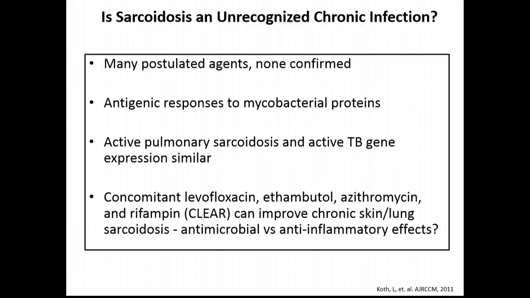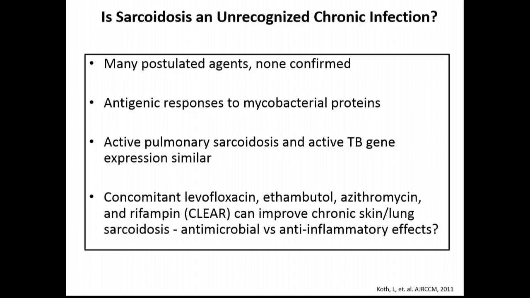Now, they're not identical, or else they'd be the same thing, and the whole gene expression experiment was conducted to distinguish them, to come up with a test that could distinguish between TB and sarcoidosis. But it's remarkable how similar they are compared to other autoimmune and even other granulomatous diseases.